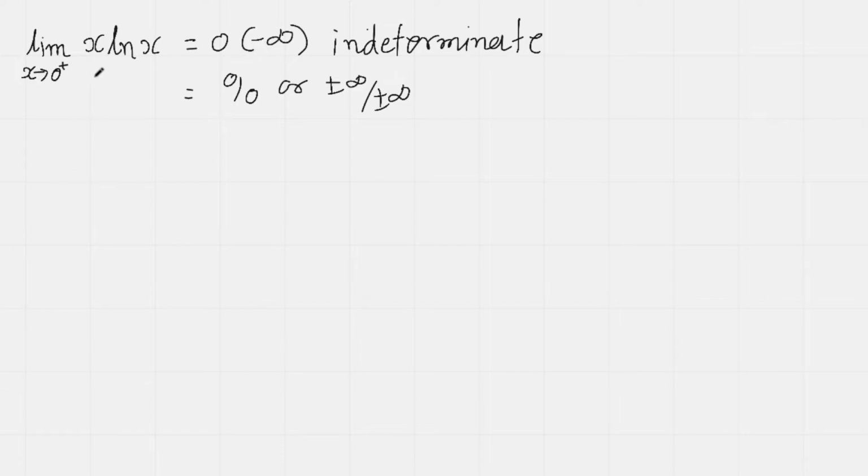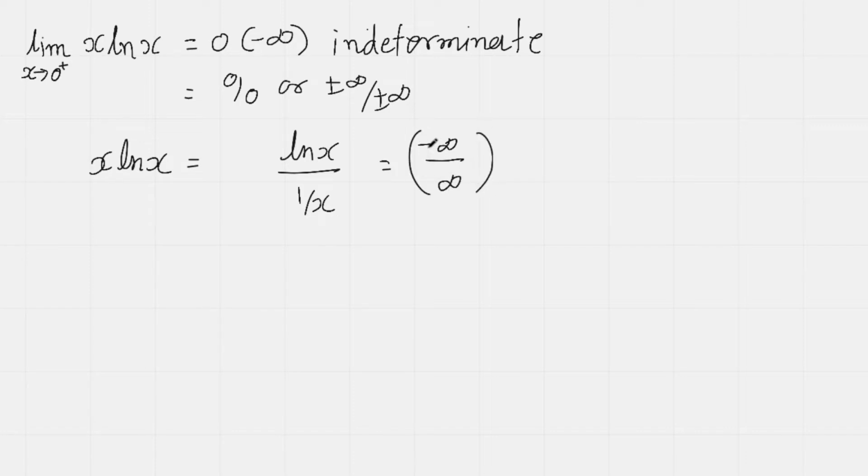But we can rewrite x ln x as ln x over 1 over x. Now here, if we substitute the limit directly, then ln of 0 is negative infinity and 1 over 0 is infinity. So now this is of negative infinity over infinity type of indeterminate form, so we can use L'Hospital's rule. Now let us take the limit on both sides.